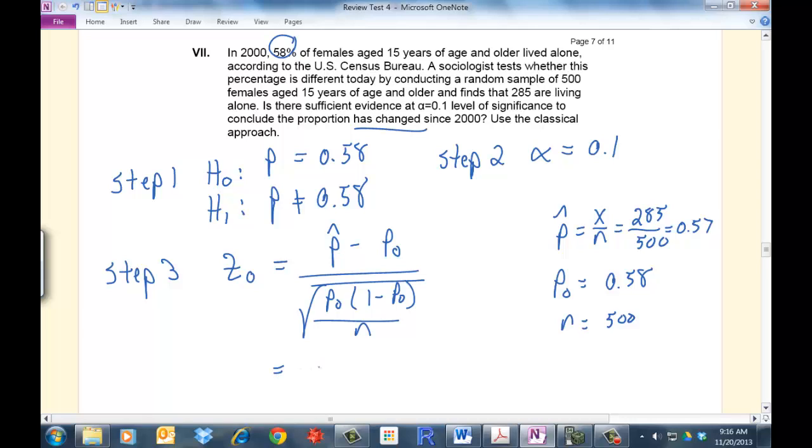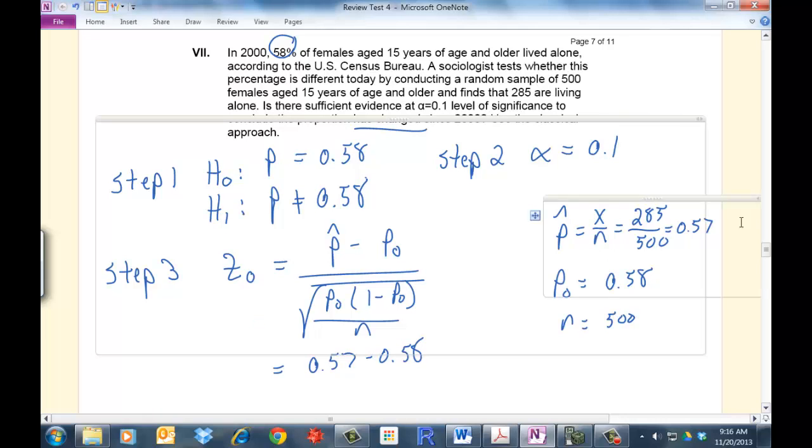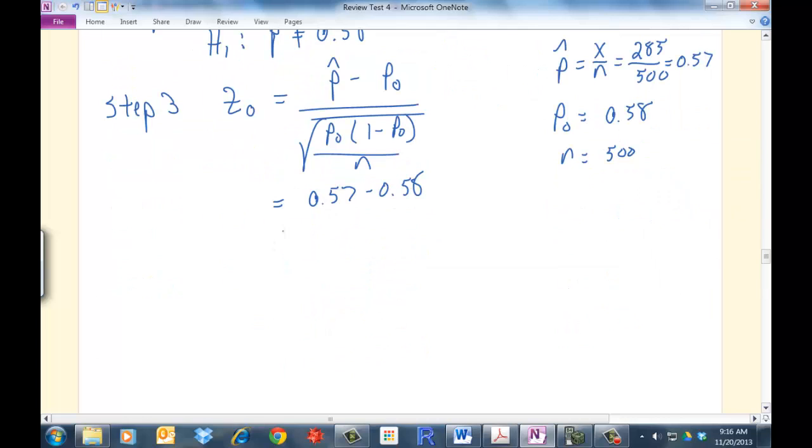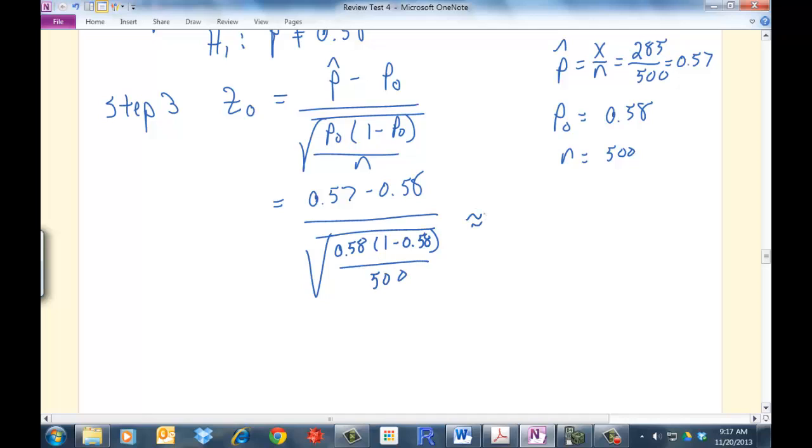So let's plug in 0.57 minus 0.58 divided by square root of 0.58 times 1 minus 0.58 over 500, and we approximately get minus 0.45.